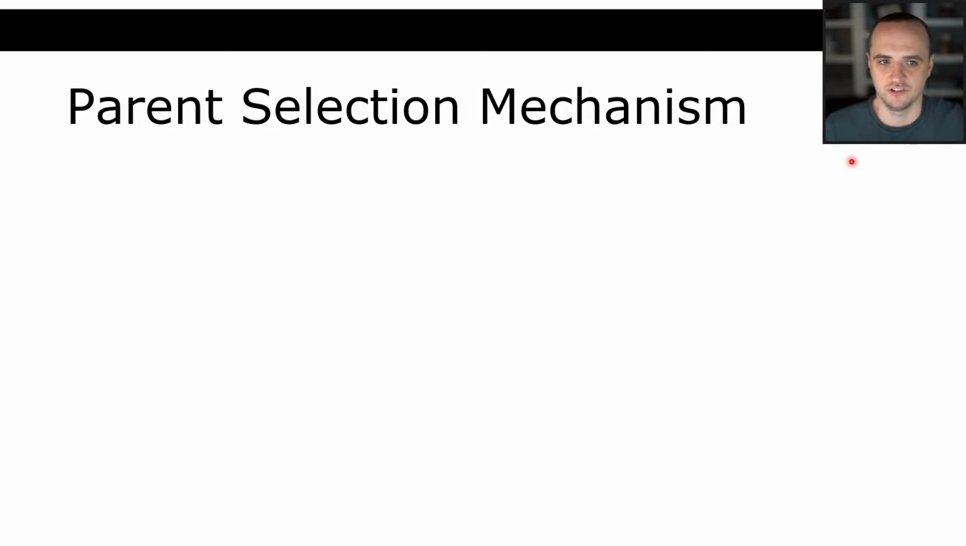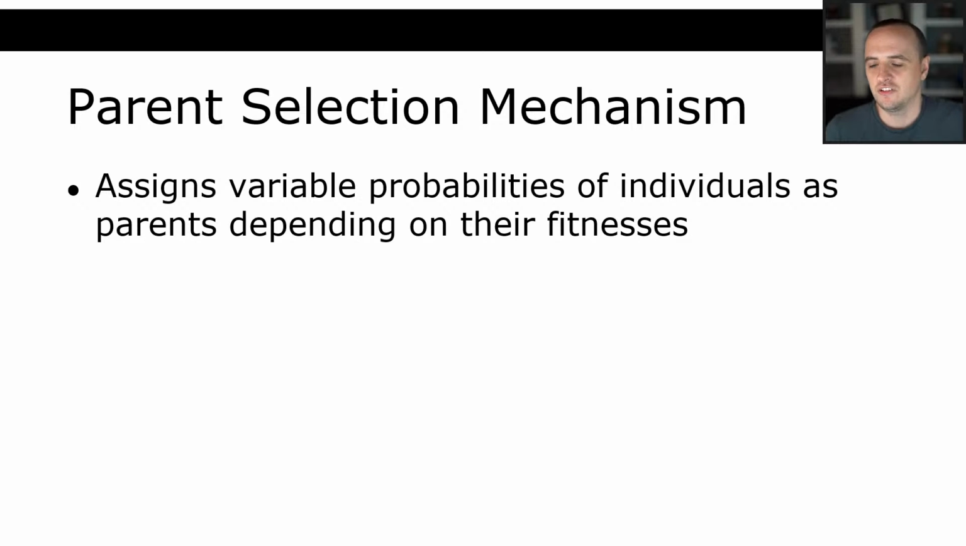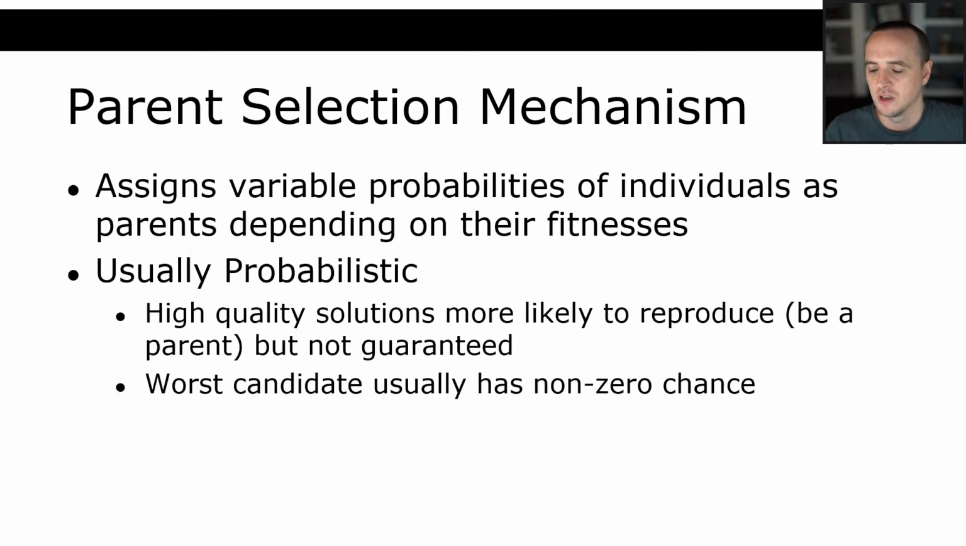Parent selection mechanism. This assigns variable probabilities to individuals as parents depending on their fitness. Higher quality or higher fitness individuals are given a higher probability of reproducing. That's usually probabilistic, so high quality solutions are more likely to reproduce, but they're not guaranteed.